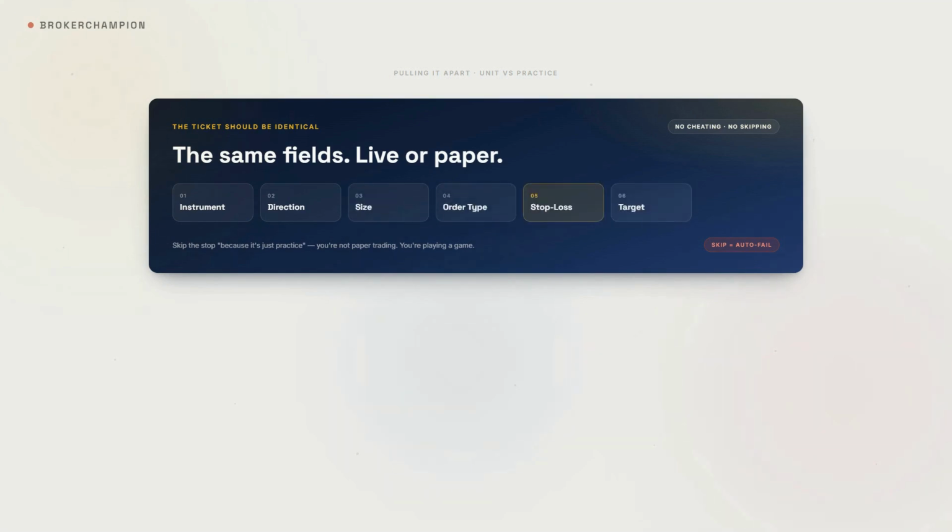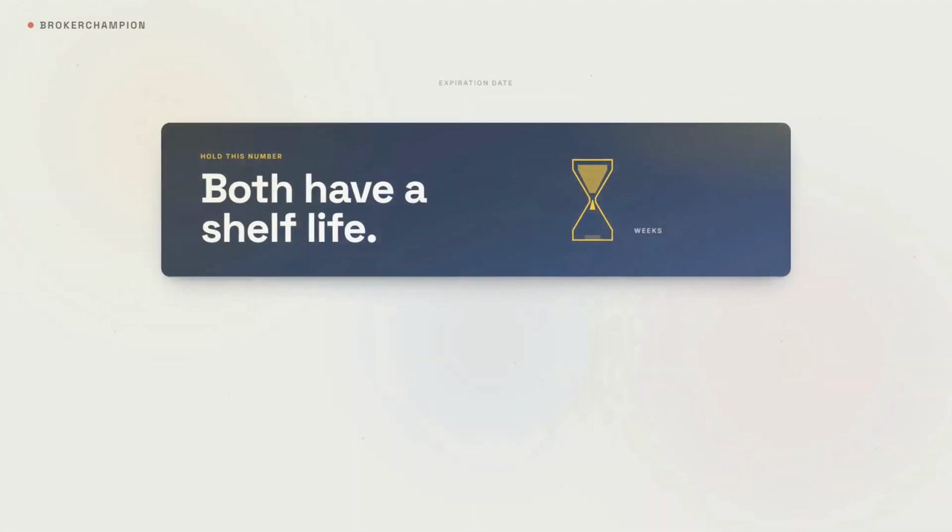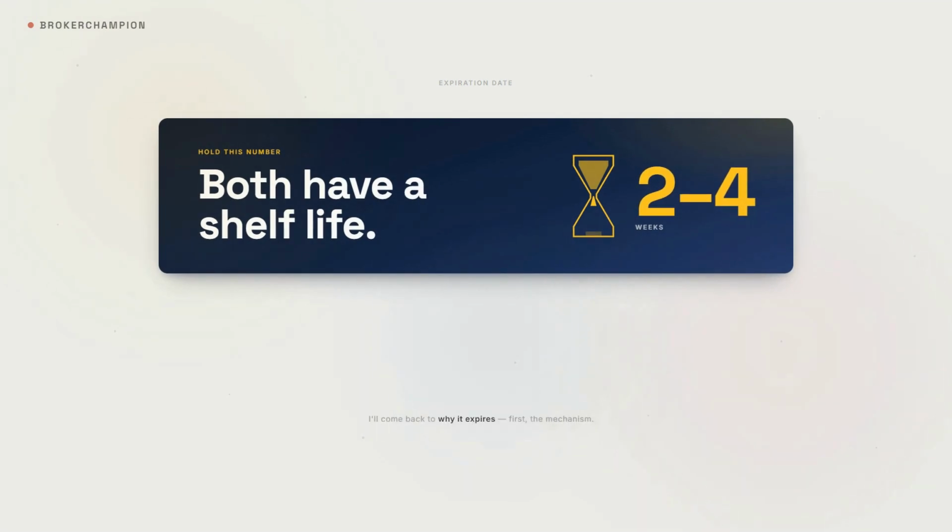And the fields on a paper trade are identical to a live one. Instrument, direction, size, order type, stop loss, target, timestamp. That's the whole point. The simulator should not let you cheat on a workflow you'll use live. If your paper trade skips the stop because it's just practice, you're not paper trading, you're playing a game. Both have an expiration date, 2 to 4 weeks. Hold that number. I'll come back to why it expires.